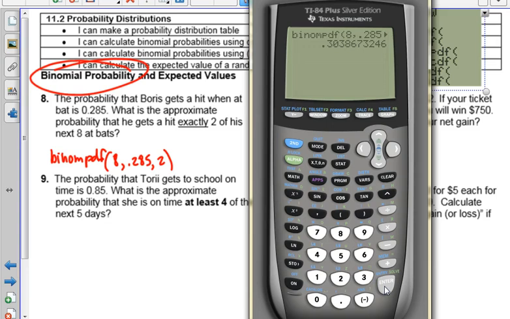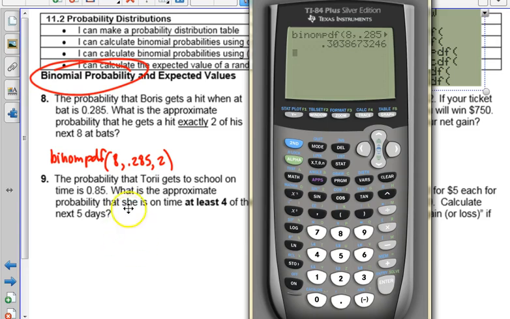CDF is combined probability if you want it to count down. So if you wanted it to say what's the chance of 0, 1, or 2 hits, then you would use the CDF, okay? I would suggest you don't use CDF, even for this question 9. I would suggest you just show the work.